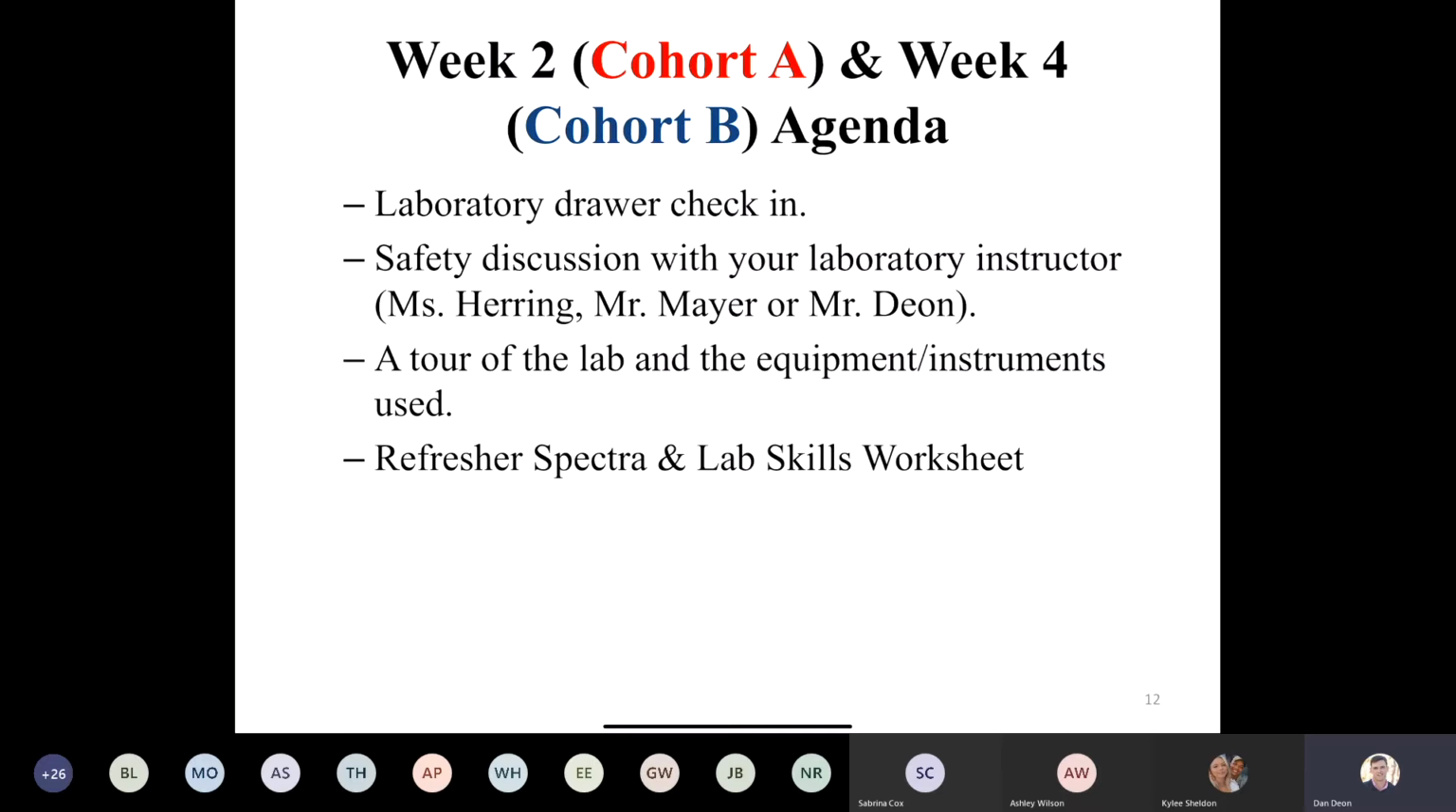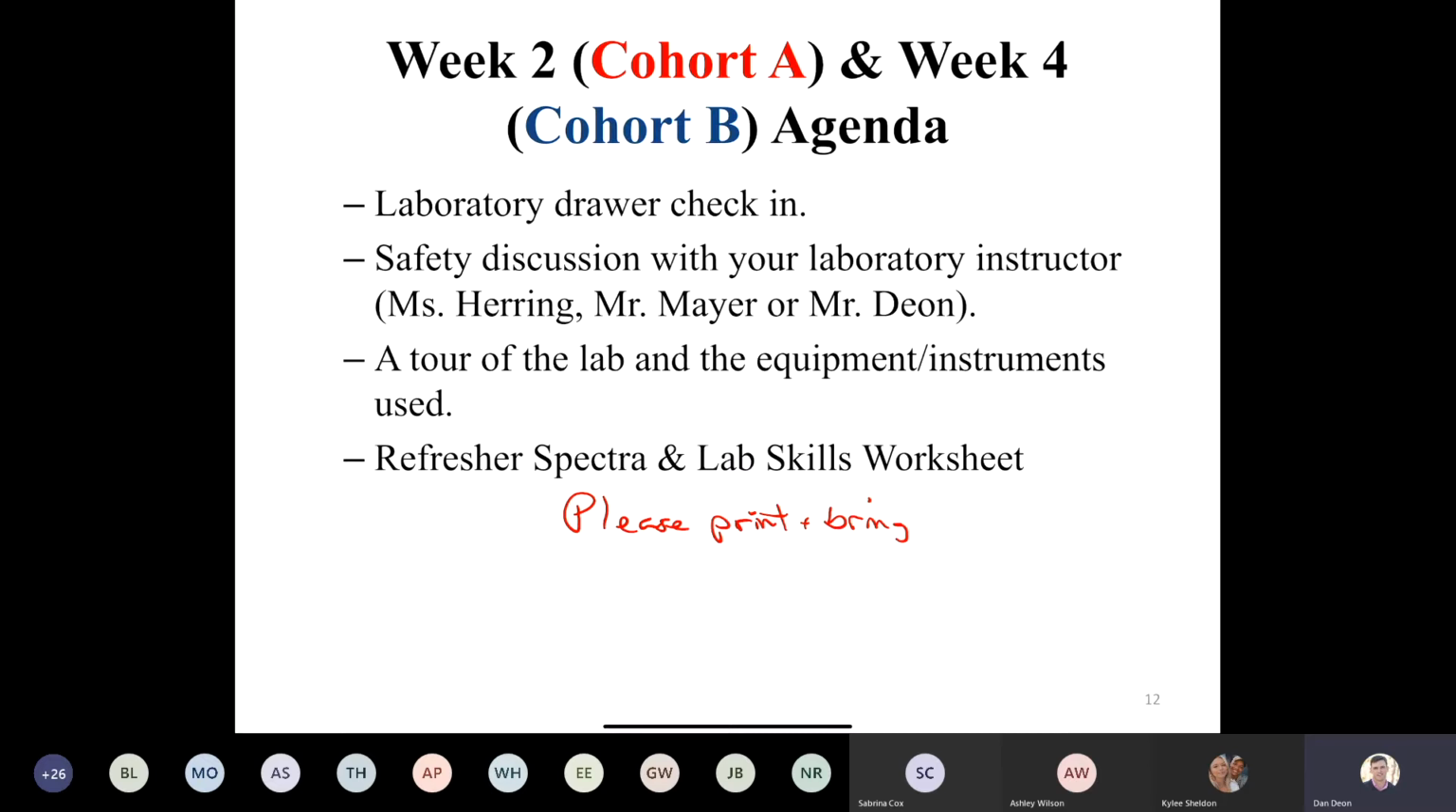And then finally, at the end of the lab, we're going to have some time to work on the refresher spectra and lab skills worksheet. You might notice that I published that on Canvas this afternoon. So we expect you to print that yourself. So please print and bring it to the lab. Now the lab skills worksheet, I'm going to set up an online submission on Canvas so that you are not going to hand in a physical copy.